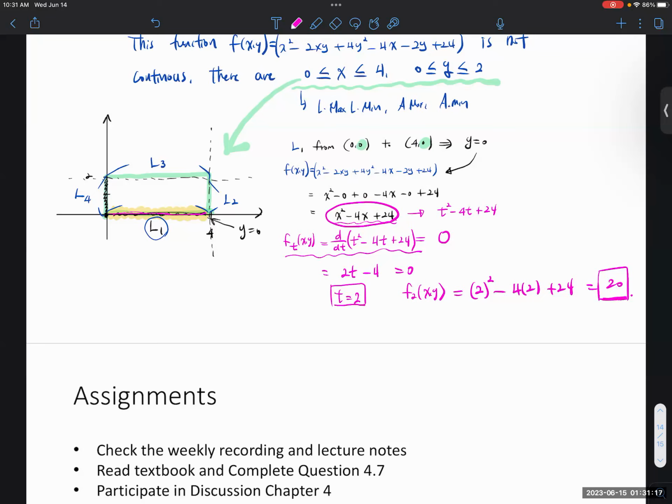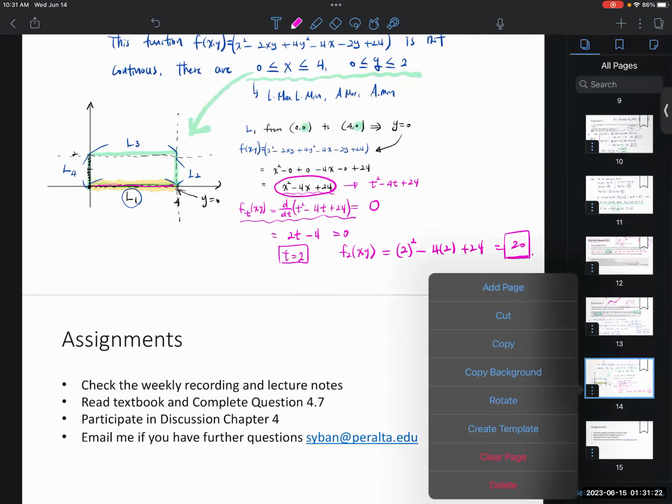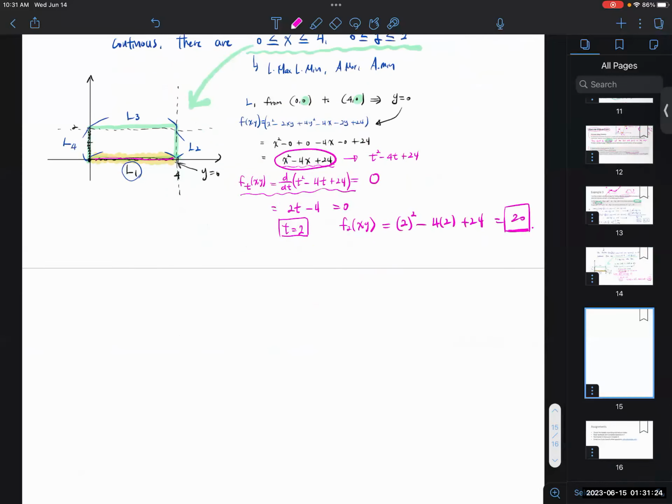That's what they mean. We're going to keep on doing the similar work. Just let's practice one second. We're going to do the same work. I'm going to just do L2. L2 is from what? (4, 0) to (4, 2).